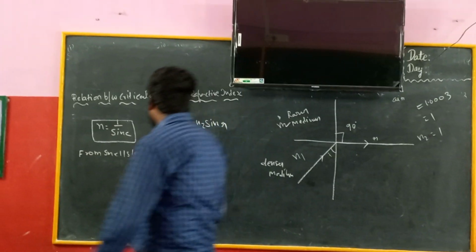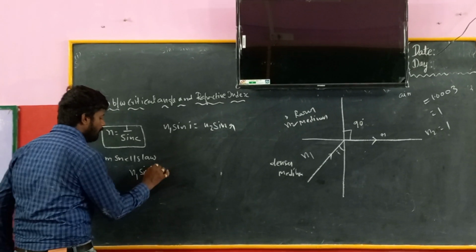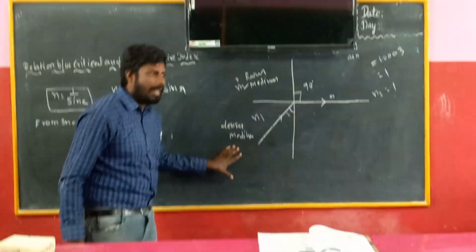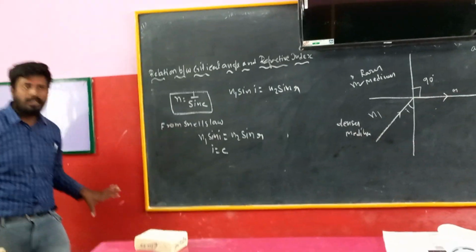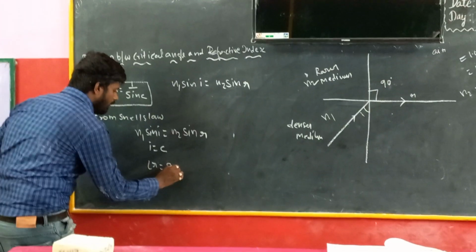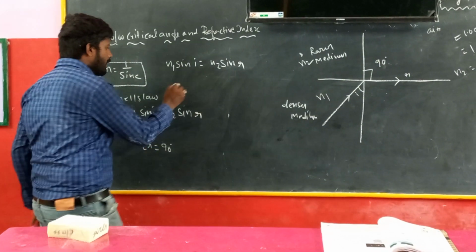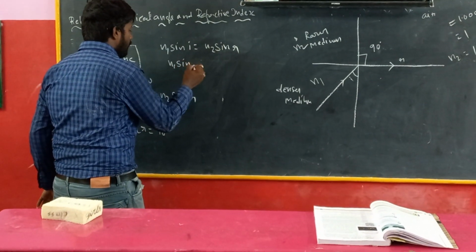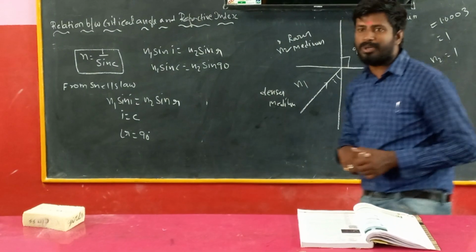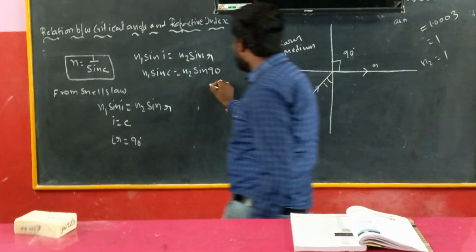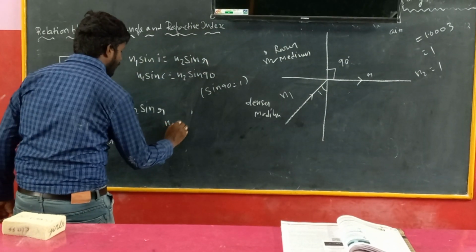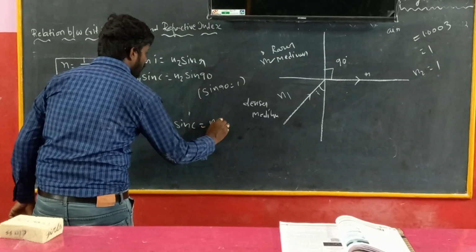Let us calculate here. n1 sin i is equal to n2 sin r. By the critical angle definition, i is equal to c, and angle r is equal to 90 degrees. Hence n1 sin c is equal to n2 sin 90. From trigonometry, sin 90 is equal to 1. By substituting, n1 sin c is equal to n2.